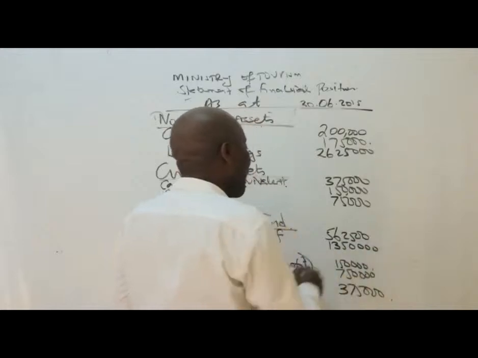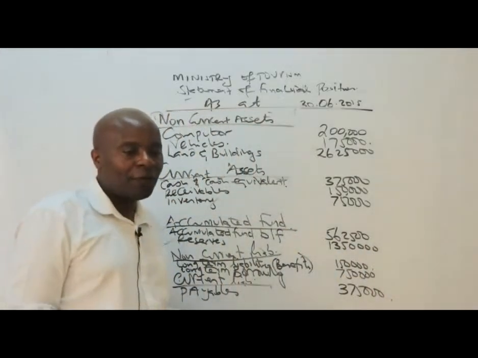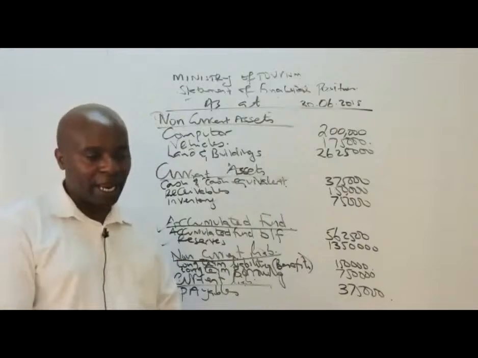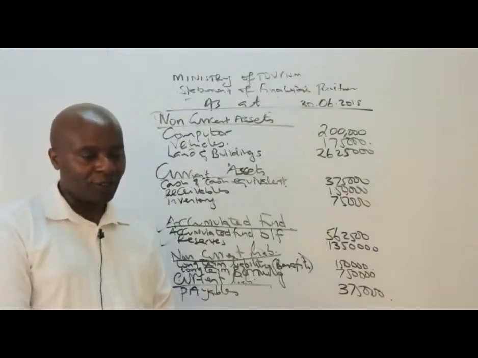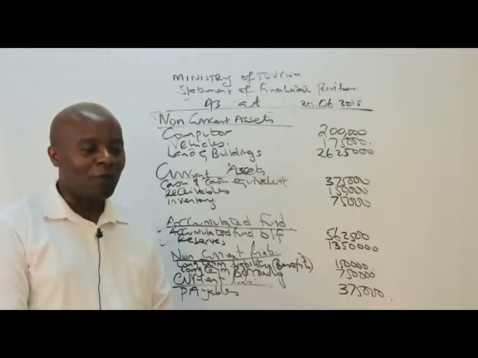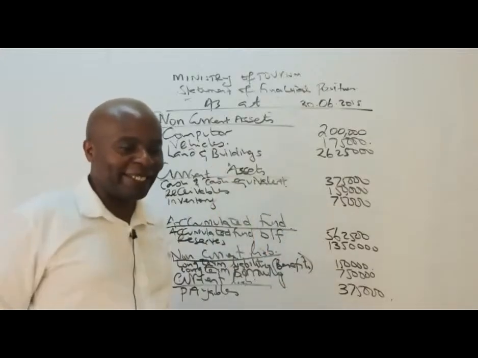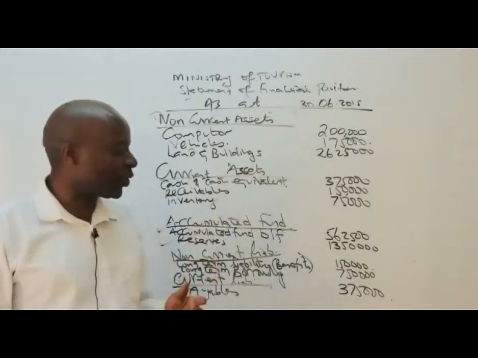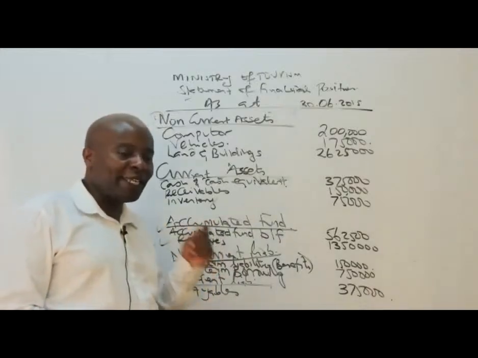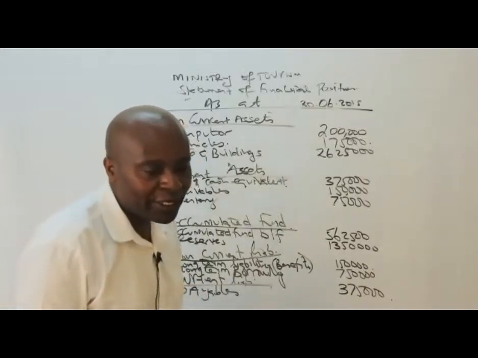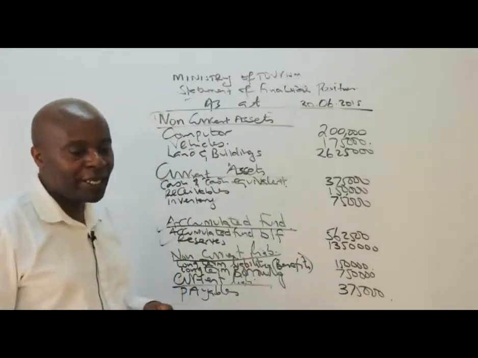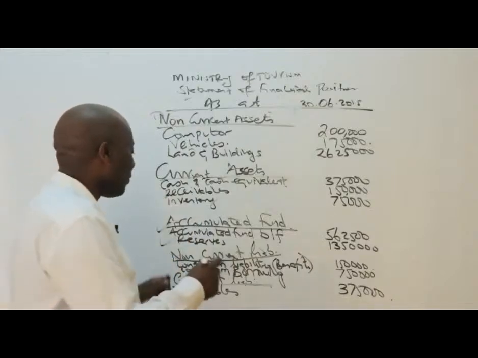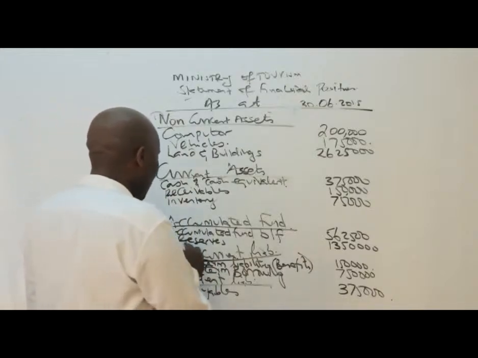Is there any other thing that you feel you have left out, but which is very important here? Very good. From performance, we said surplus. So where do I take the surplus for the year? Under the accumulated fund, you'll come and tell us the surplus for the year.